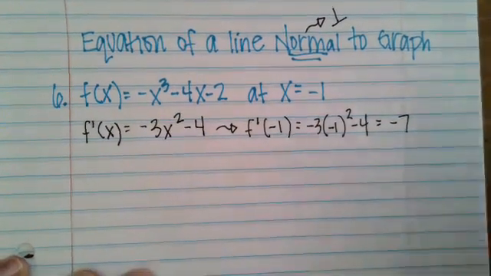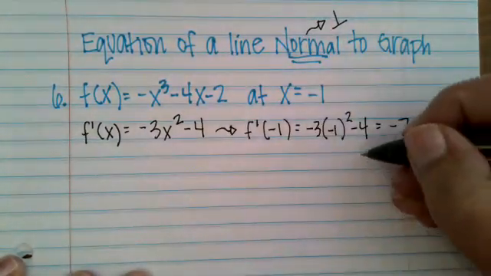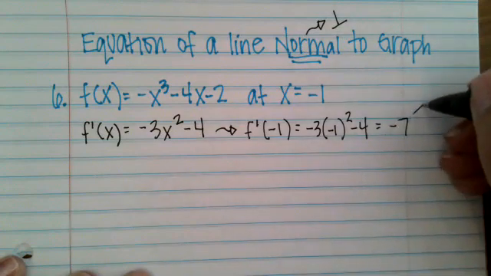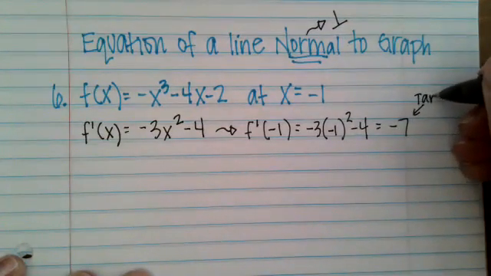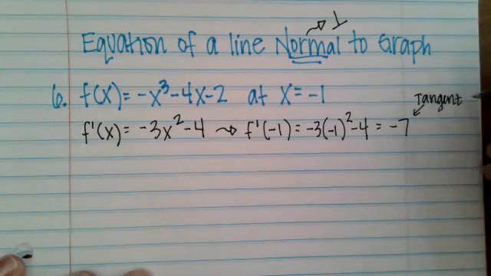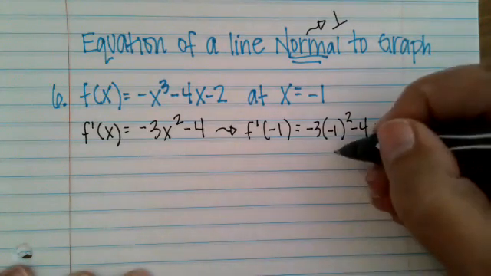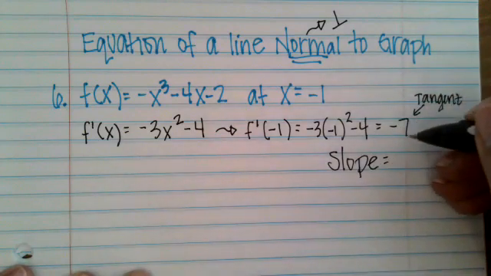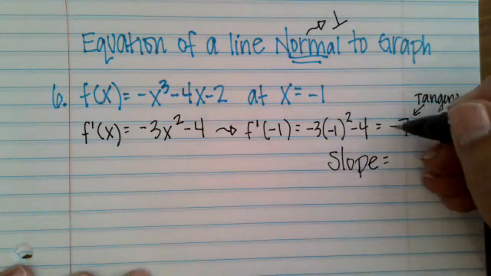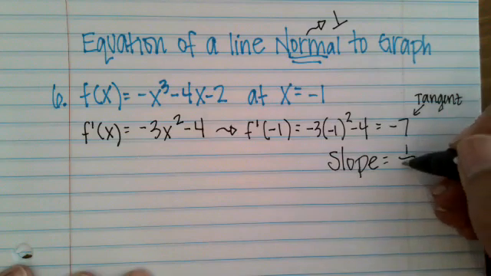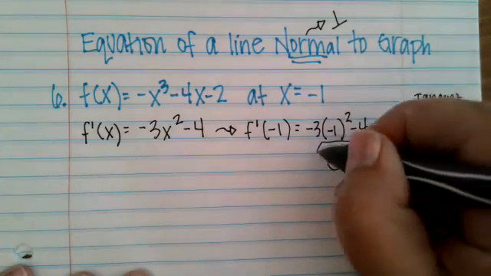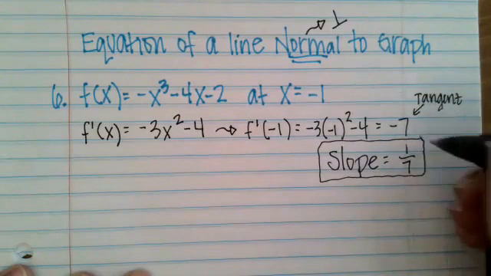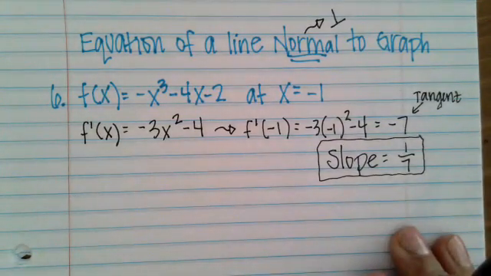Okay, but hold the phone. I want the slope of the normal line. So if the slope of the tangent line is negative 7, then the slope of my line is the opposite reciprocal. So it goes from negative to positive and reciprocal. So that's the slope of my line. Okay, so slope of the normal line.